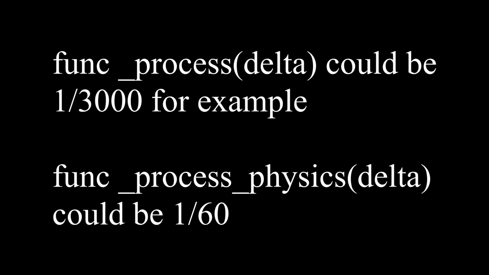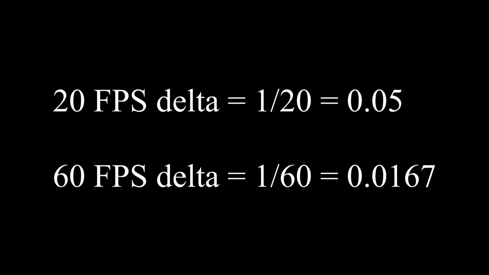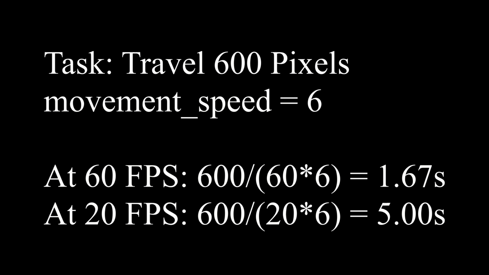Delta is 1 second divided by the frame rate. The reason it is used is because if your game goes from 60 frames a second to 20 frames a second, it's going to slow down the game. If you don't want your game to slow down, you can multiply your movement with delta. Delta is going to equal 0.05 with 20 frames per second and 0.0167 at 60 frames per second. If you need to travel 600 pixels at 6 pixels per frame, it is going to take 1.67 seconds at 60 FPS. At 20 FPS, this would take 5 seconds.